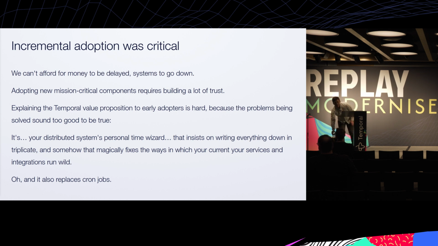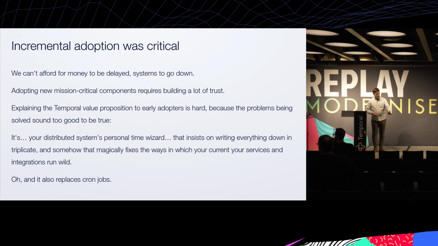So I think a big part of the trouble that we've had is explaining the value proposition to teams. I put it down here, I'm just gonna read it. It's your distributed systems personal time wizard that insists on writing everything down in triplicate, and somehow that magically fixes your code for you. And people hear this and they're like, you've lost the plot, right? Like you're not a serious engineer if you believe that there's a silver bullet that can fix all of your problems. And it's true, Temporal can't, but it does solve a lot of pain points. So we had to really prove it to the company, and the best way was to dog food it.